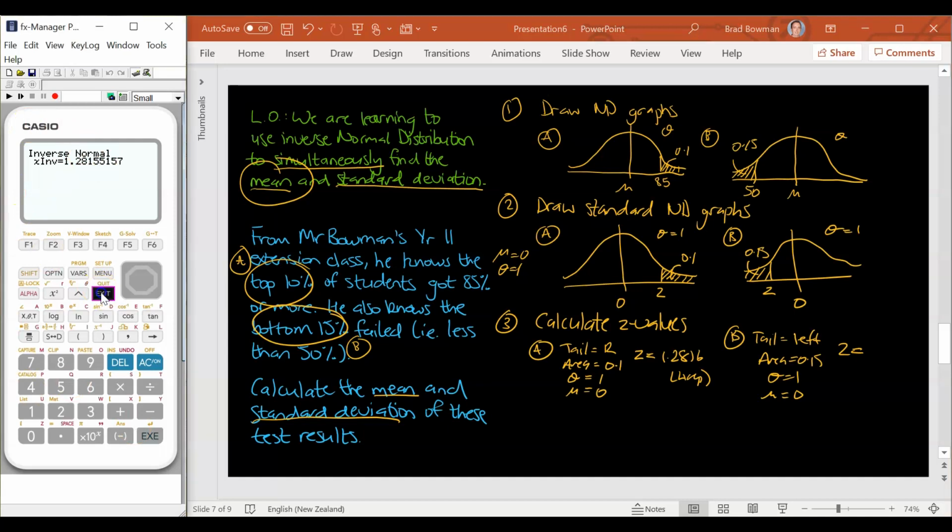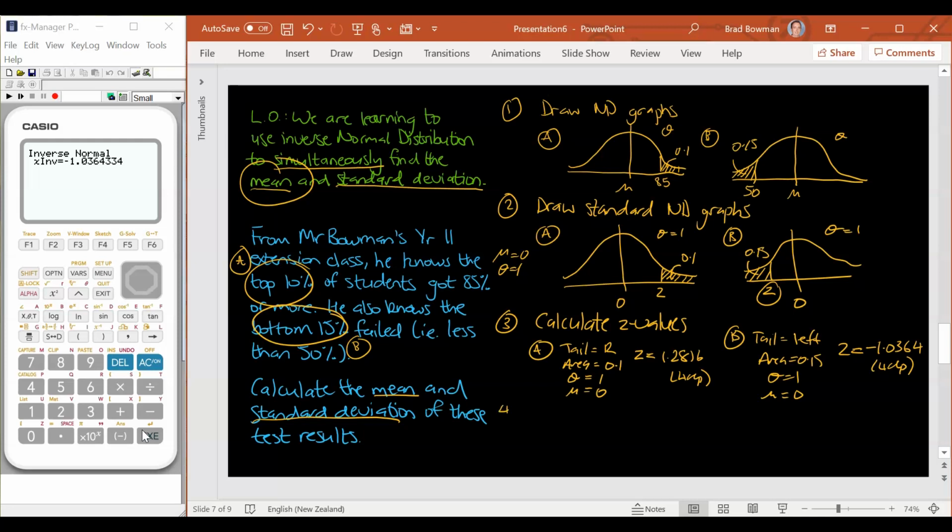Just a reminder, exit is kind of like your back button. We've got a left tail, area of 0.15, standard deviation of 1 and mean of 0. Execute. Z is equal to negative 1.0364, and that had a 4dp rounding. That z value is below the 0, so I am expecting that to be negative, so I'm all good with that.